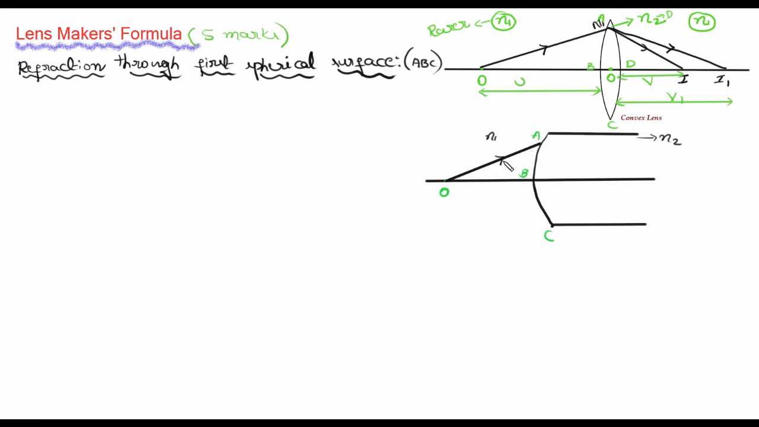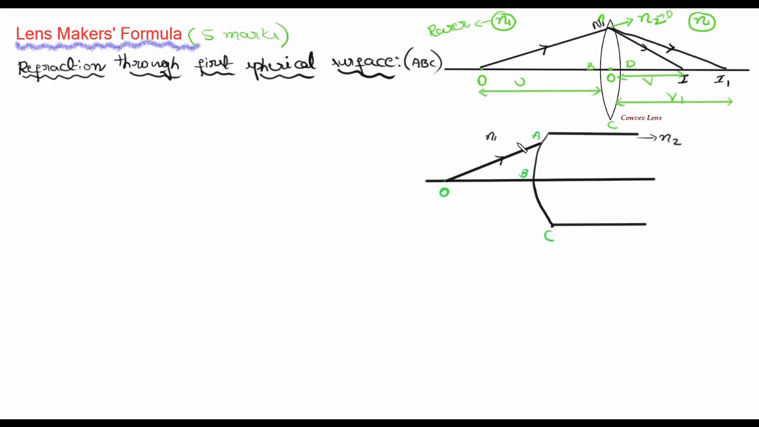A is the incident ray which strikes this spherical surface. Now since this ray of light is traveling from one medium to another medium, what should happen? Refraction has to take place. Either this ray will bend towards or away from the normal.